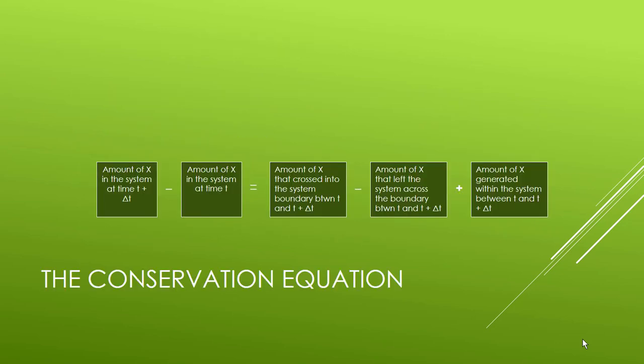When we write this as an equation, we get the general form of the conservation equation. So for X, the amount that is in the system at time t plus delta t minus the amount that was in there at the initial time t is going to be an accumulation in the system over time delta t. This is going to equal the amount of X that moves in and out of the system. So the amount of X that crosses into the system between our initial and final time minus the amount that leaves the system between the initial and final time. This plus the amount that is generated, or the negative of this is being destroyed, within the system between the initial and final time. This combination is our conservation equation.